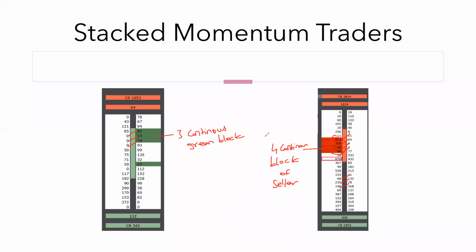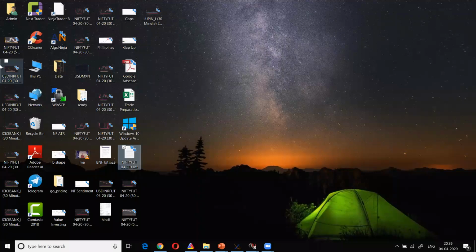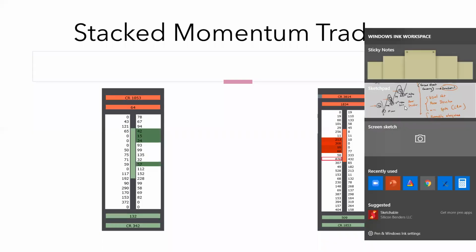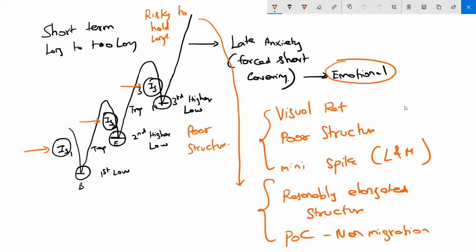Let me give you a brief on how you should identify stacked momentum. It's a very interesting setup. Usually you can use it to identify smart money, or smart institutional money. When smart money is present in the markets, they will be coming at something like Nifty. Let me show you. Then the 5-minute bars are coming in.